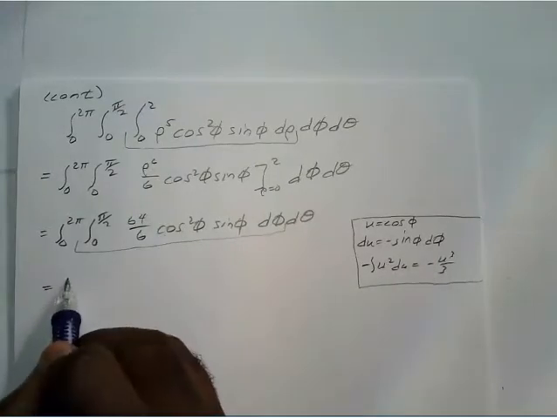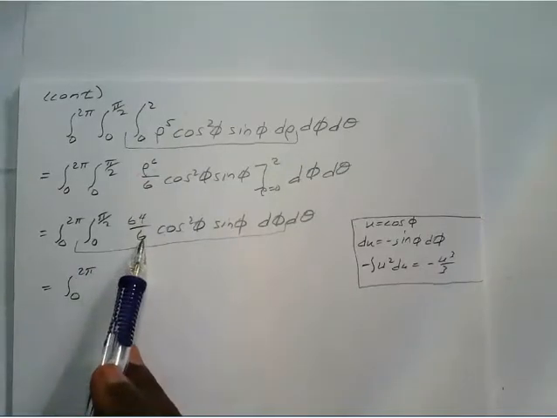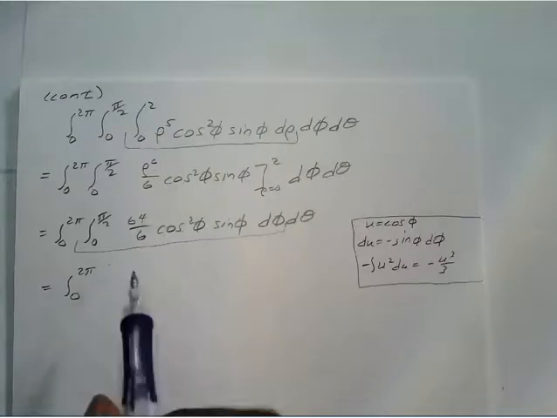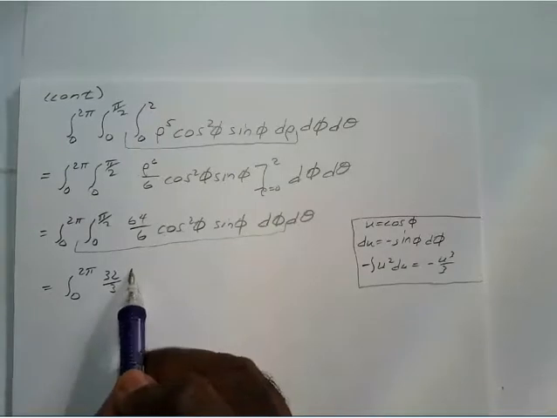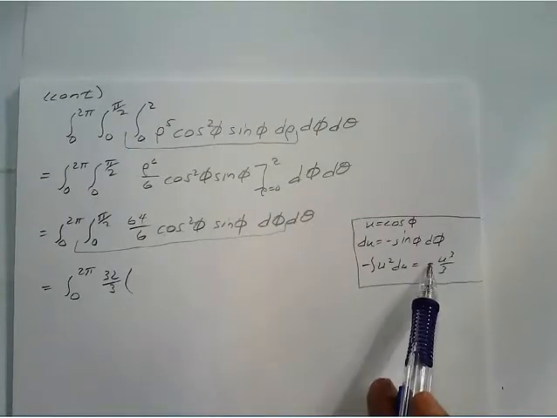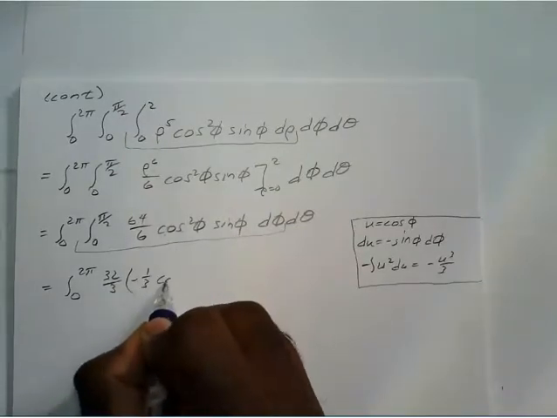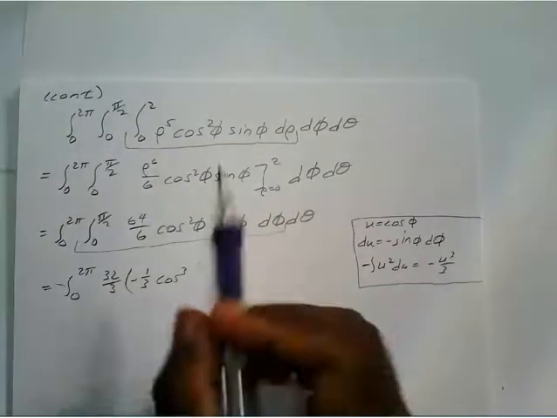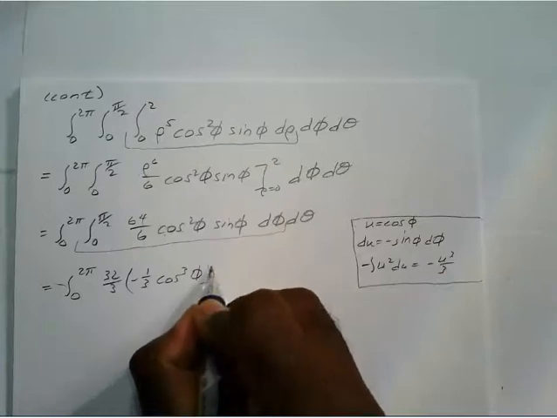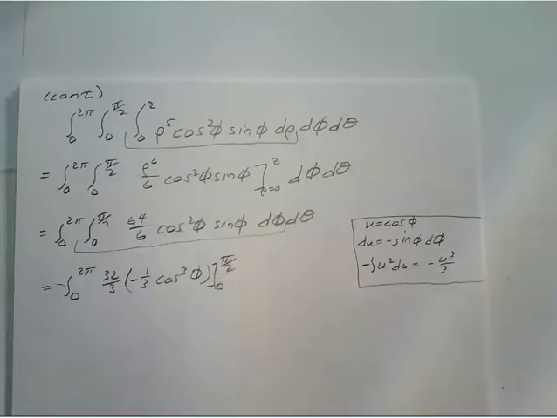So that's the integral from 0 to 2 pi. And 64 over 6, that can actually be simplified to 32 over 3. So you have 32 over 3 times negative 1/3 cosine to the 3rd of phi. And again, that's from 0 to pi over 2. And that's with respect to theta.